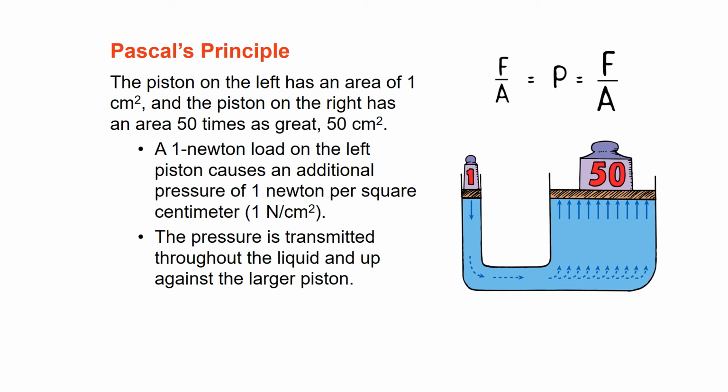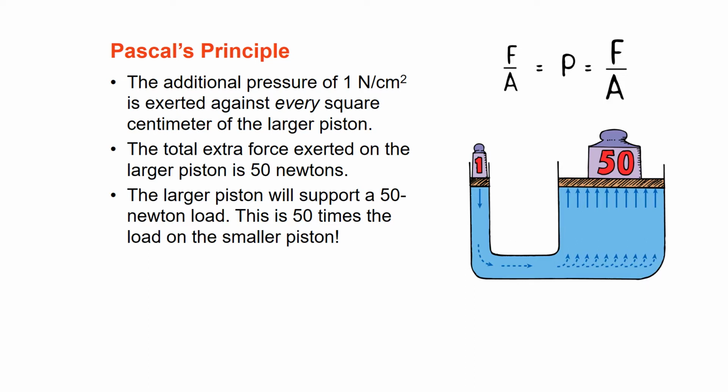The piston on the left has an area of 1 centimeter squared, and the piston on the right has an area 50 times as great, 50 centimeters squared. So a 1 Newton load on the left piston causes an additional pressure of 1 Newton per square centimeter. The pressure is transmitted throughout the liquid and up against the large piston. The additional pressure of 1 Newton per square centimeter is exerted against every square centimeter of the large piston.